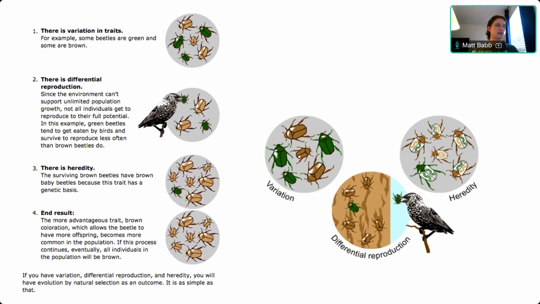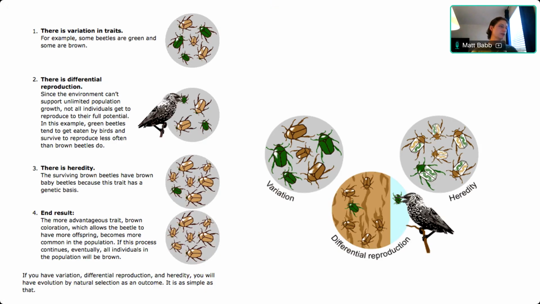Here's another example of this step-by-step process. I'll go ahead and read it. So you start out with different kinds of beetles. You've got green beetles and you've got brown beetles. Then something in the environment is going to exert some sort of pressure on the beetles that is going to give variation or differences in reproduction or survival. In this case, it looks like the bird that gets put into the environment prefers to eat green beetles.